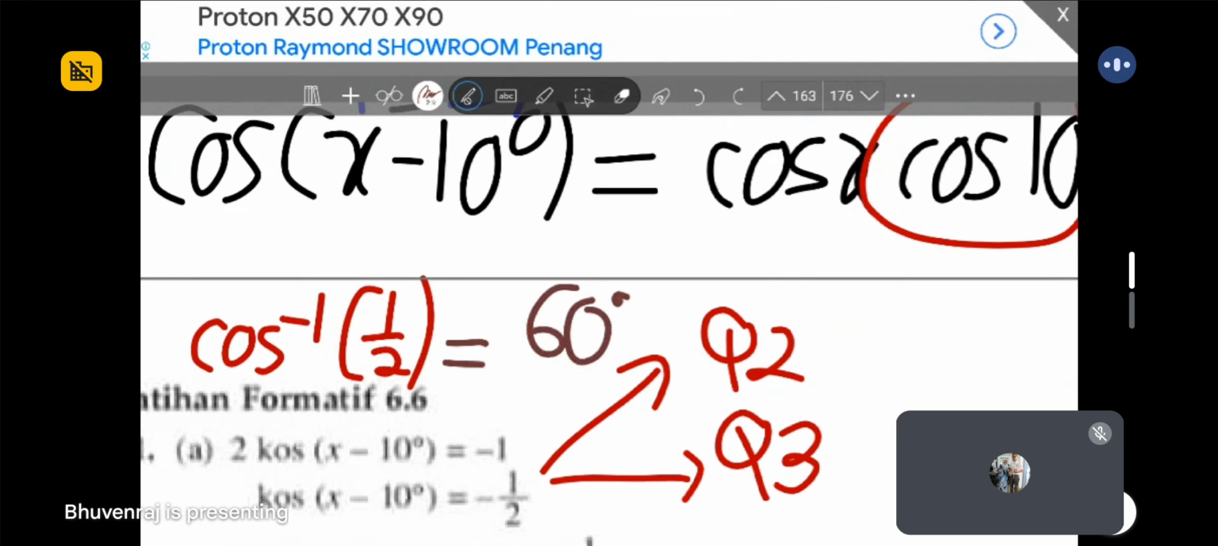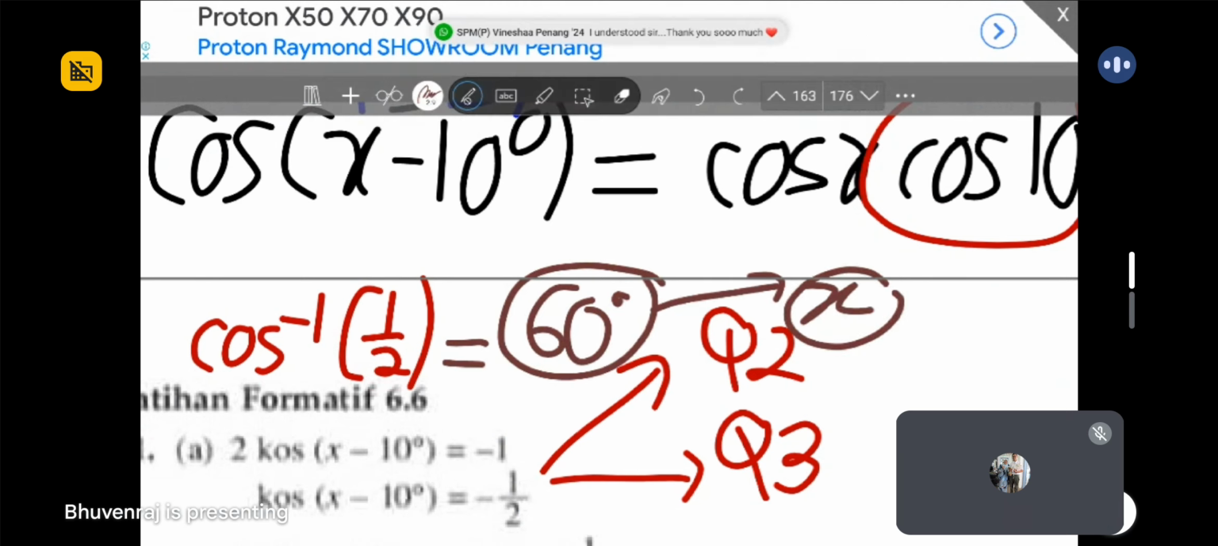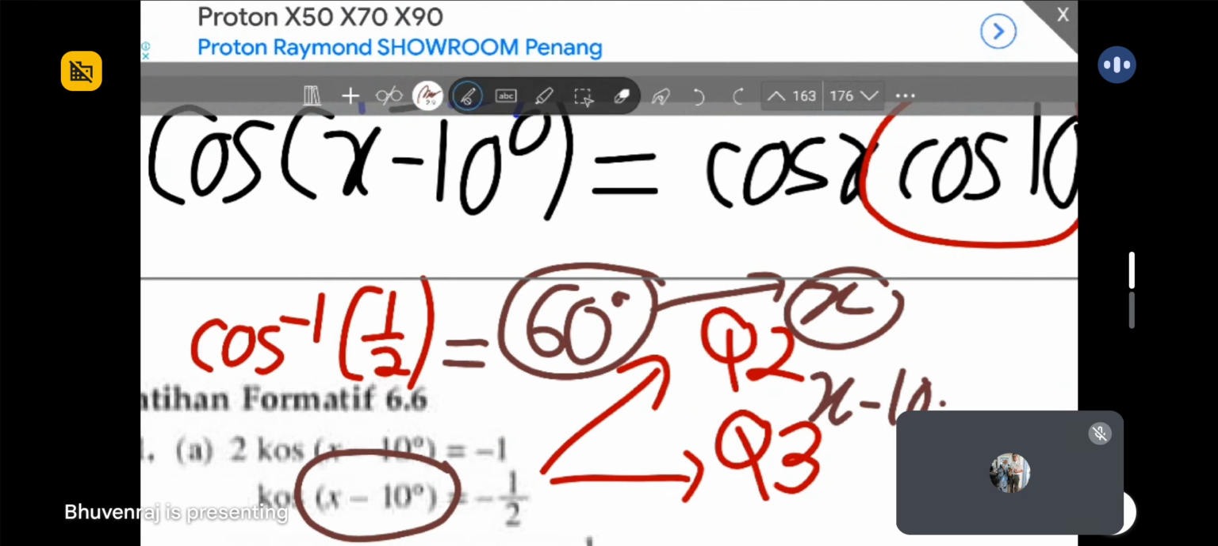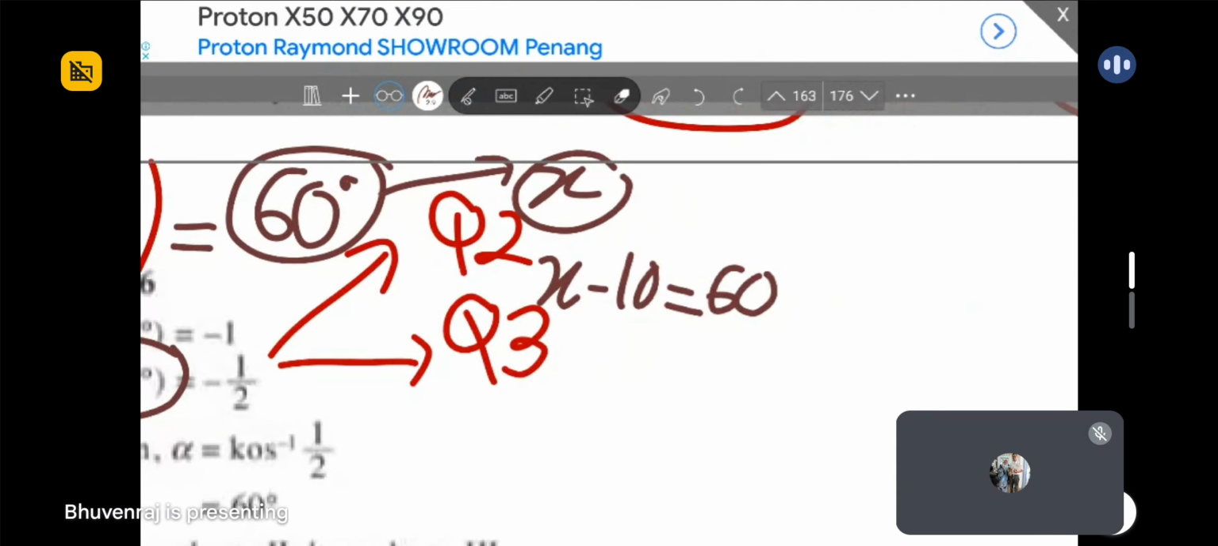60 darjah. Now, is the 60 degrees actually for x, guys? Adakah 60 darjah ni mewakili x? Yes or no? What do you think? No, right? Bukan. It's actually for x minus 10. X tolak 10 sama dengan 60 darjah. You need to always refer to your angle. Kena lihat sudut kamu.